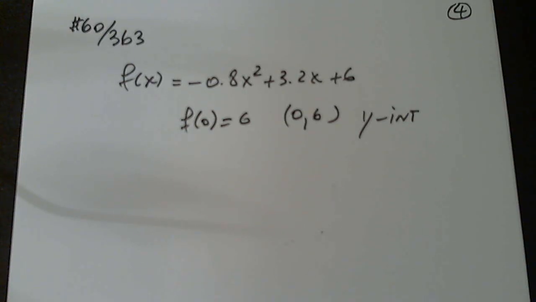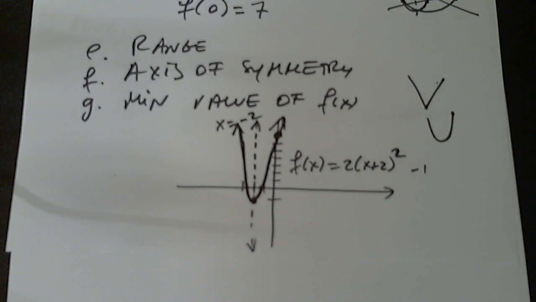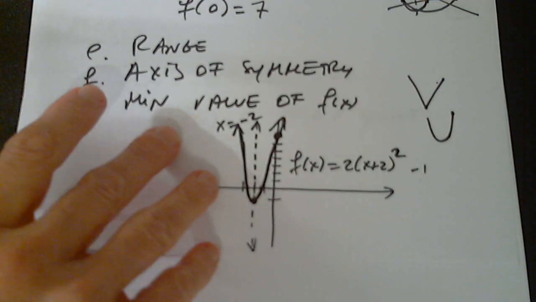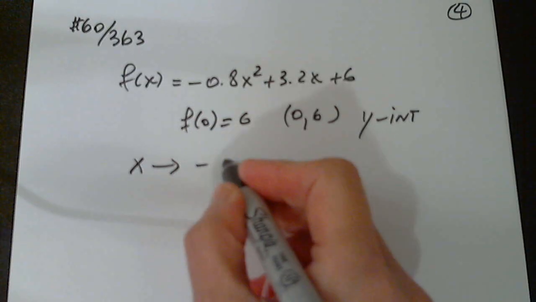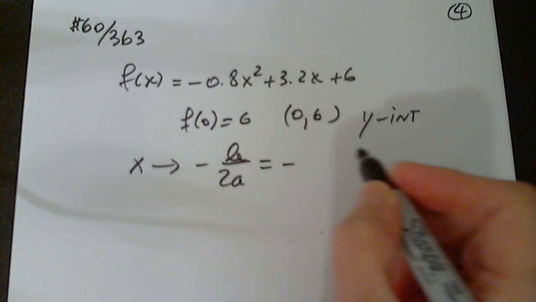So let's go back to what we just graphed, because it's a quadratic function. What did I say was the most important point that I always have to start with? The vertex, indeed. So how do I find the vertex for this function? Excellent. Thank you, Chris. Negative b over 2a. Very good. So the x-coordinate is negative b over 2a.